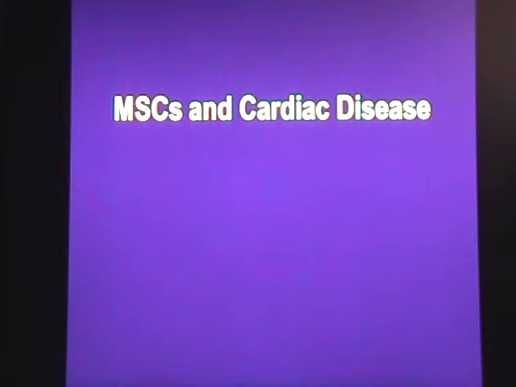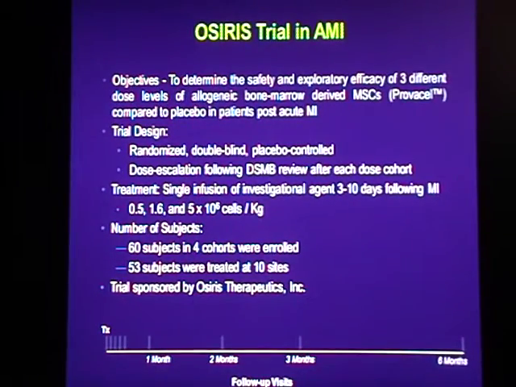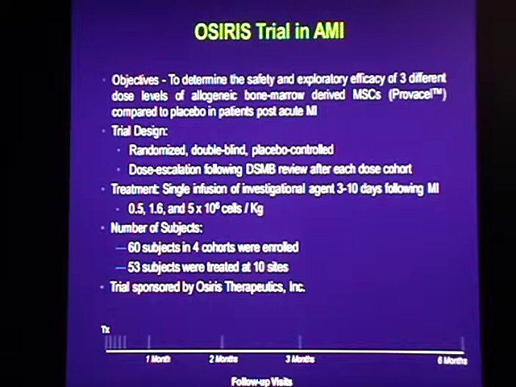I'd like to spend a bit of time just discussing some of the applications, and just as an example, use cardiac disease as one of the applications where MSCs are being evaluated for their potential in regenerative approaches. Osiris undertook several trials looking at the safety and potential efficacy of allogeneic-derived bone marrow-derived MSCs, which they call Provacel. This was a placebo-controlled study in patients who had following an acute MI. It was a randomized double-blind placebo-controlled trial and was dose escalation looking at 0.5, 1.6 and 5 million MSCs per kilogram. 60 patients are enrolled and 53 subjects treated at 10 different sites.